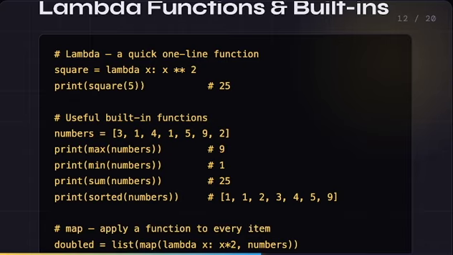Python also comes with many powerful built-in functions. Max and min find the largest and smallest values in a list. Sum adds all numbers together. Sorted returns a new sorted list. And map applies a function to every item in a list. Here we use a lambda to double every number. These built-in functions save you from writing lots of repetitive code.